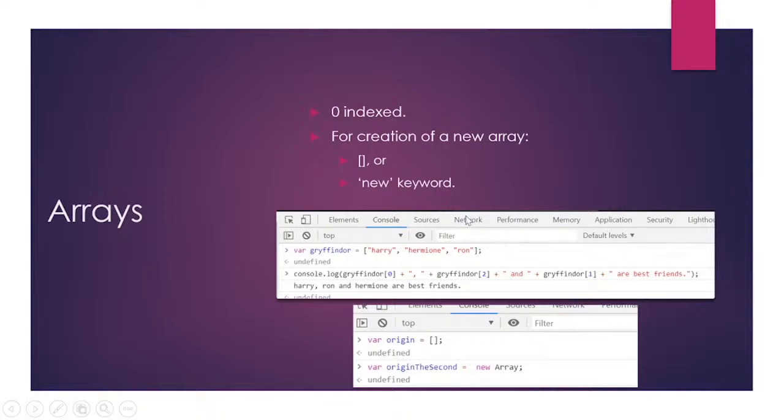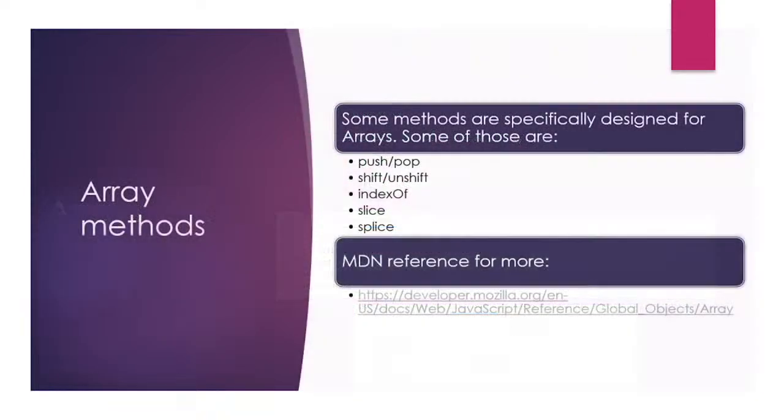Okay, and for indexing you use the square brackets in front of the array to check it out. Like if I say Gryffindor of 0, it says Harry, and Gryffindor of 2 suggests Ron, Gryffindor of 1 suggests Hermione. So if I type this console.log it, then it says Harry, Ron and Hermione are best friends.